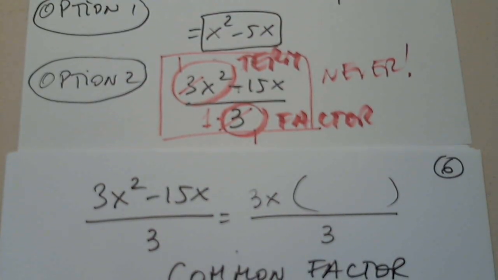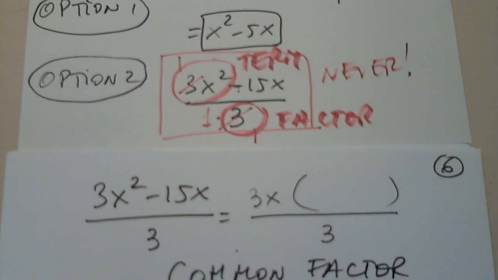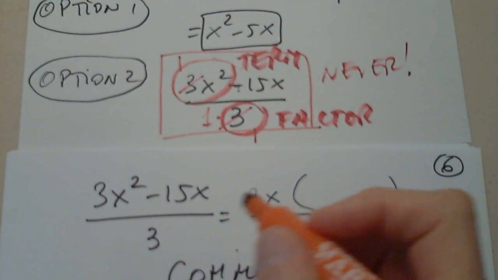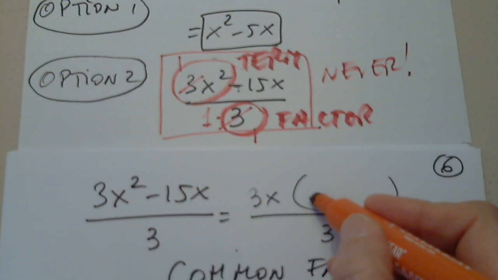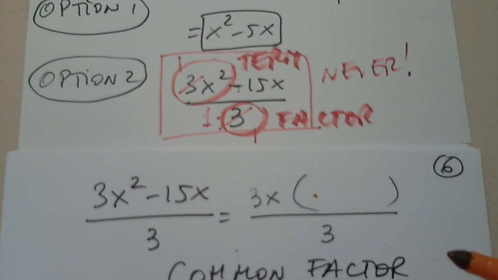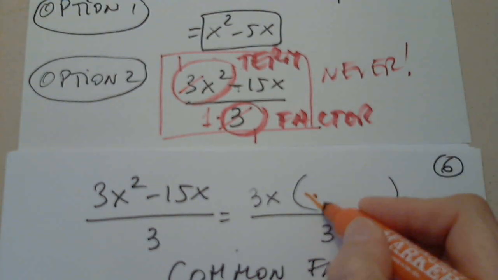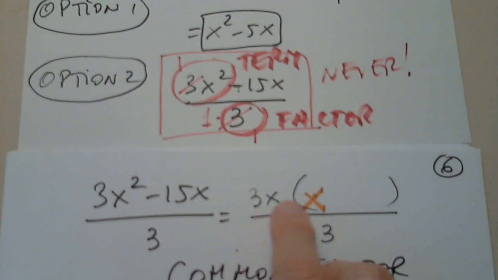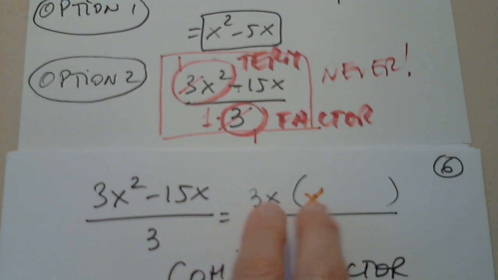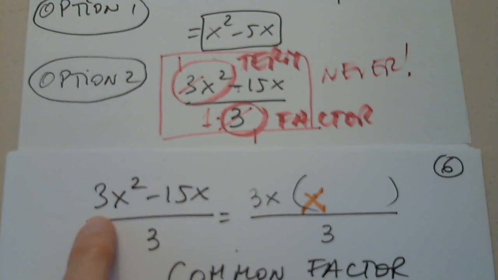Careful, because this is very important for what follows next. 3x times what is 3x squared? Can anyone give us an answer here? It's okay if you're wrong. X. Indeed. 3x times x, copy the base, add the exponents, I get 3x squared.